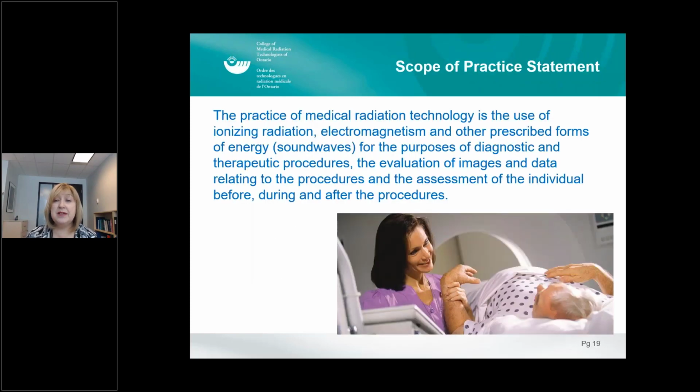So here's the scope of practice of medical radiation technologists. It's the use of ionizing radiation, electromagnetism, and other prescribed forms of energy for the purposes of diagnostic and therapeutic procedures, the evaluation of images and data relating to the procedures, and the assessment of the individual before, during, and after the procedures. And we now have sound waves included in the scope of practice statement. So that is how sonography has been brought into the CMRTO scope of practice statement.